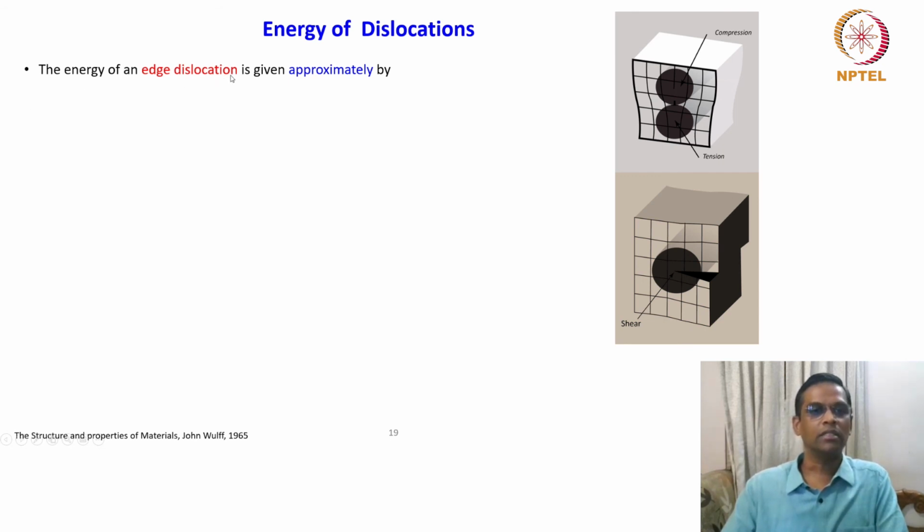The energy of an edge dislocation is given approximately by E = 1 by (1 minus mu) times L G B square by 4 pi ln R by R naught plus E naught, which is equal to L G B square by (1 minus mu). See, all of you now must get alerted. The moment you change from screw dislocation to edge dislocation, the modulus part changes to not just G, it is G by (1 minus mu).